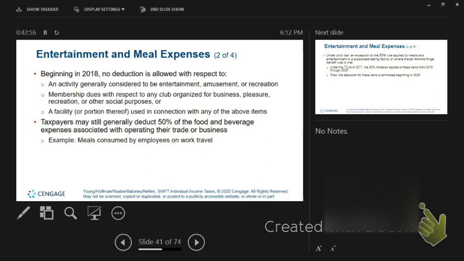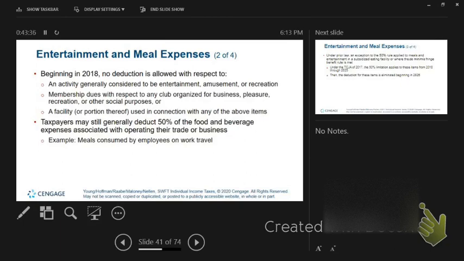Beginning in 2018, no deduction is allowed regarding any entertainment, amusement, or recreation. So that means anything to do with any sports, any entertainment, concerts, anything like that, there's no deduction. I don't know how they're doing it, because they're probably still figuring out a way, but any of those executive suites and all those things, there is not a deduction for those items the way it's written. I'm not saying that they're not figuring out a way, but the way it's written. Membership dues for any clubs, no, and any facility there above, nothing.